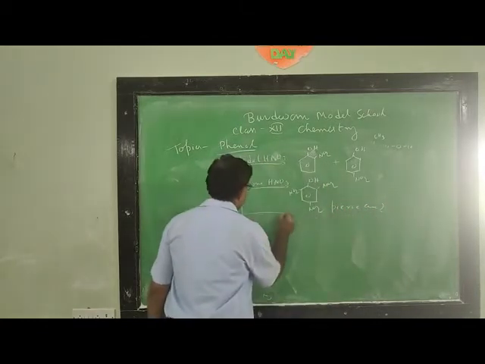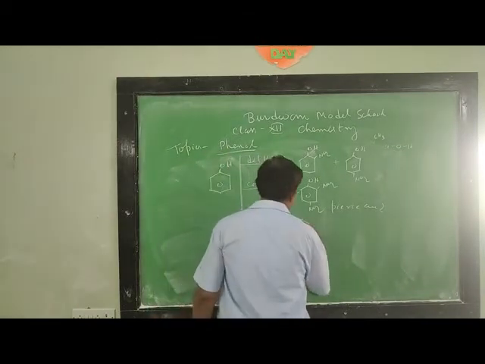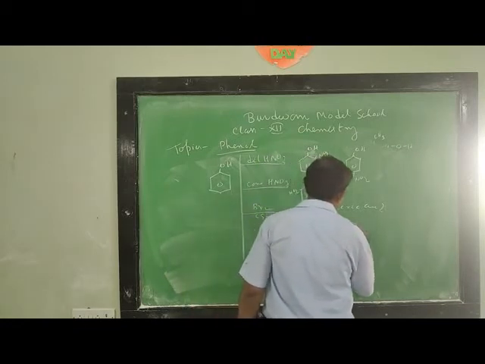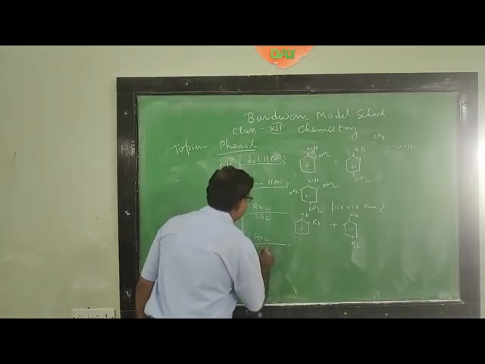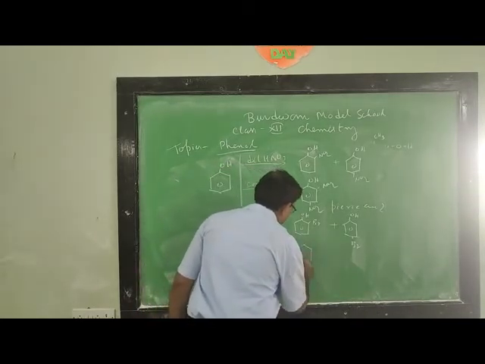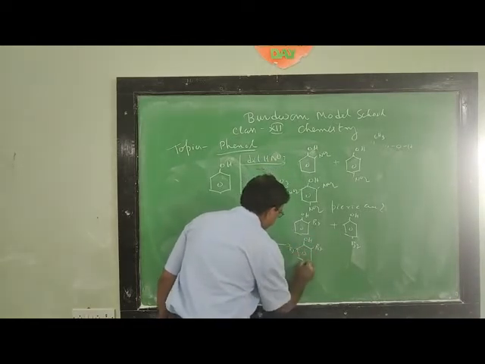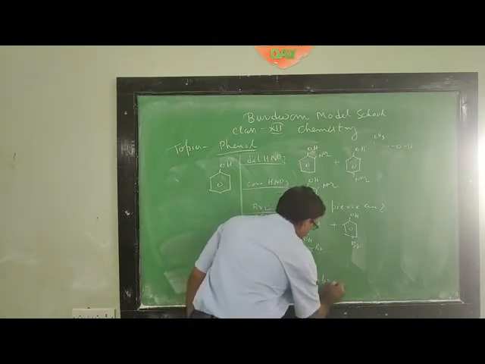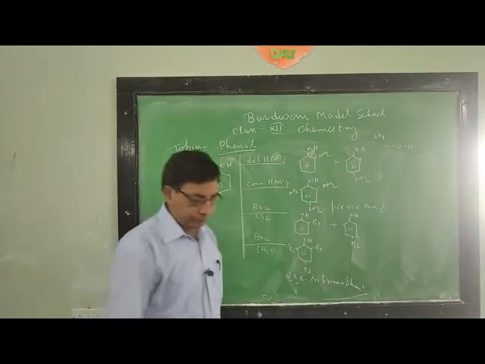When phenol reacts with bromine in the presence of carbon disulfide solvent, it forms ortho-bromophenol plus para-bromophenol. But when it reacts with bromine water, it gives a white precipitate of 2,4,6-tribromophenol. This is known as 2,4,6-tribromophenol. A white precipitate is formed.